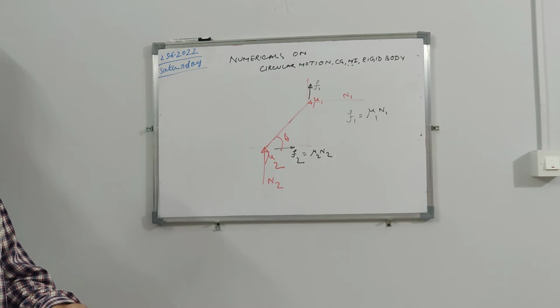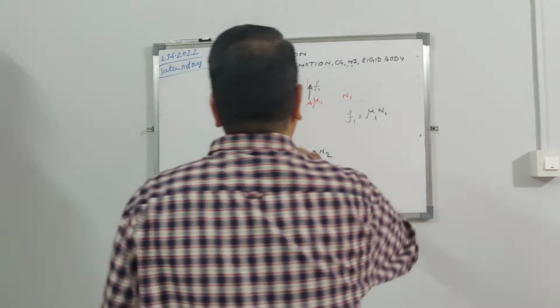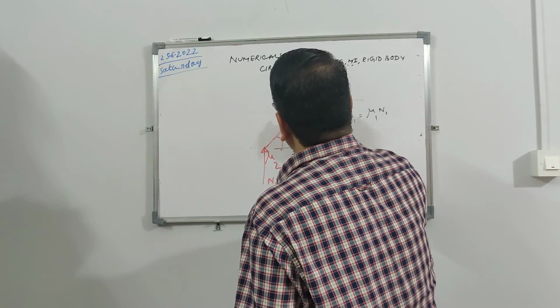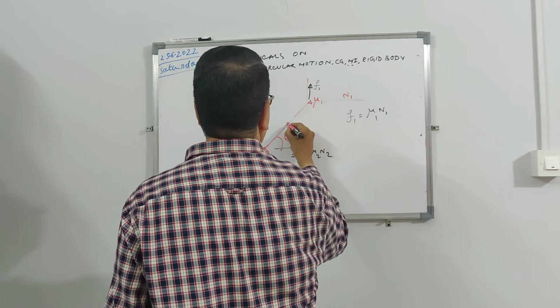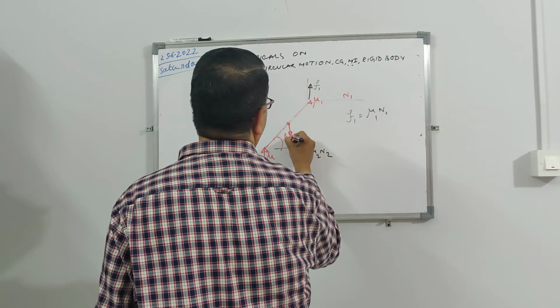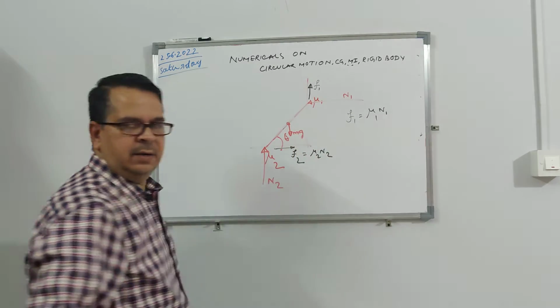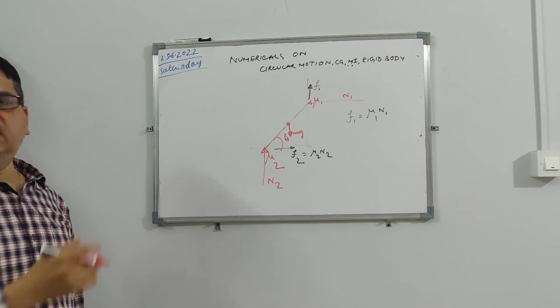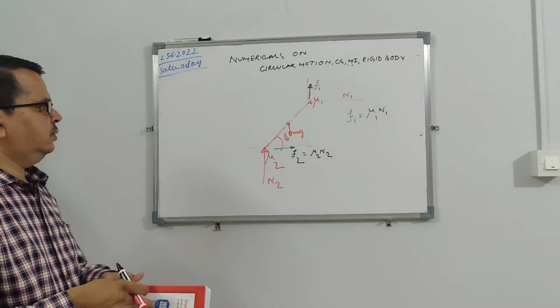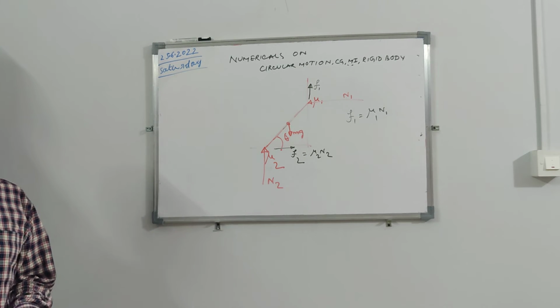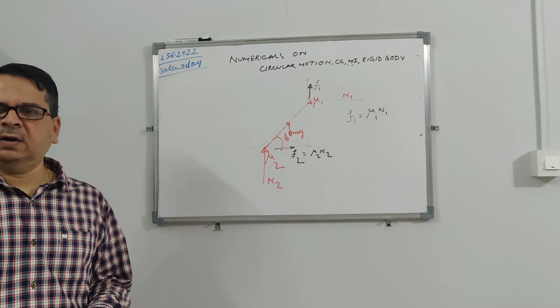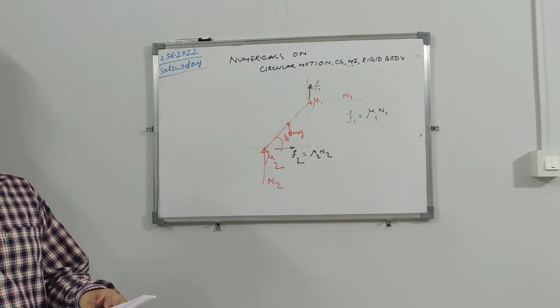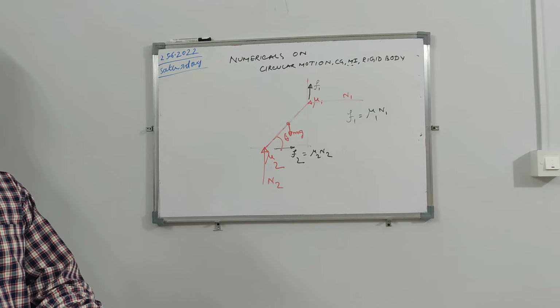And now this ladder will have a mass m. So this mass m, mg will act here. So now we can use any of the moment balance equations to find one of the conditions.